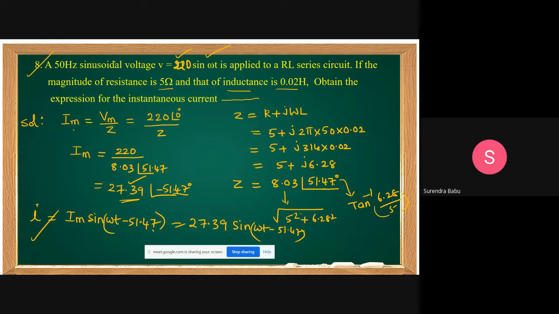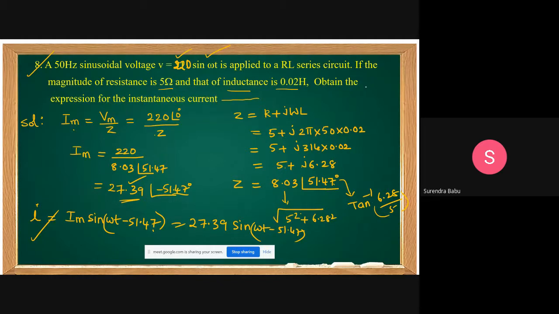Okay, this is one more model: how to find the instantaneous current. Even for an RC circuit, proceed the same way. But for an RC circuit, what is the Z? It is not R plus j omega L, it is R minus jXC. That difference we get. Clear? This angle you can get as plus for an RC circuit, because the current is leading. But the impedance calculation is different.